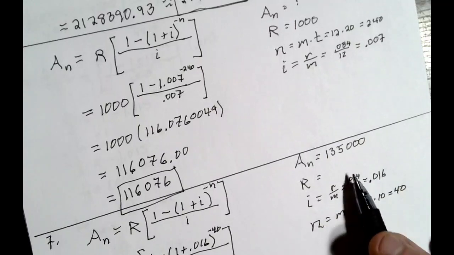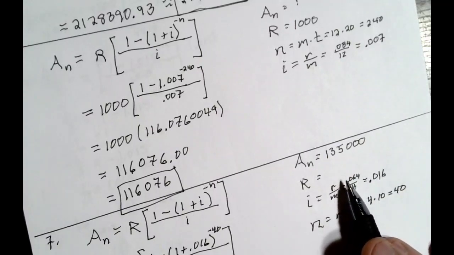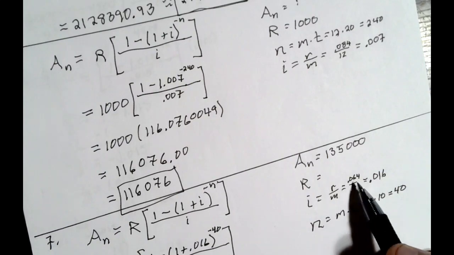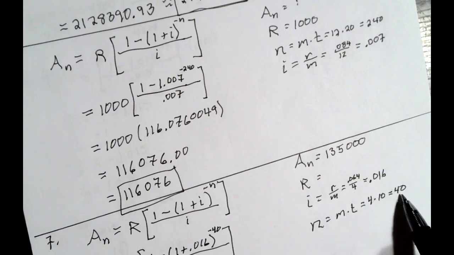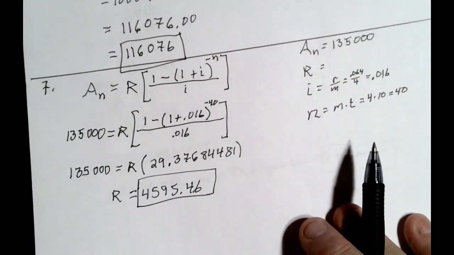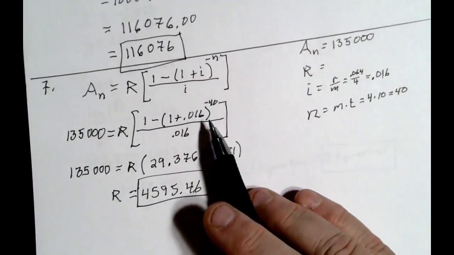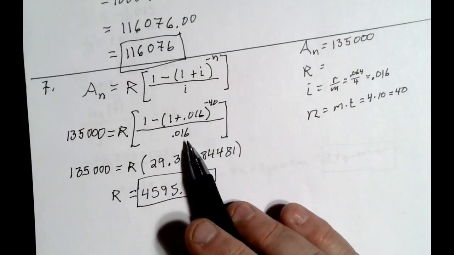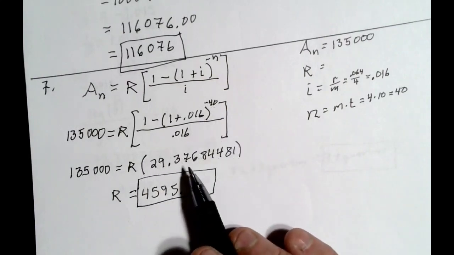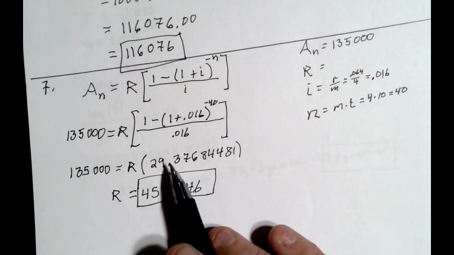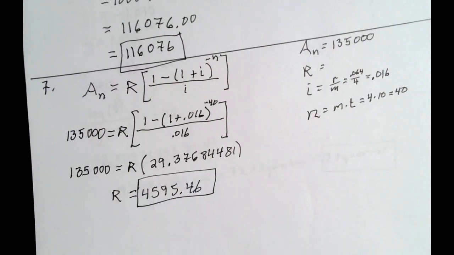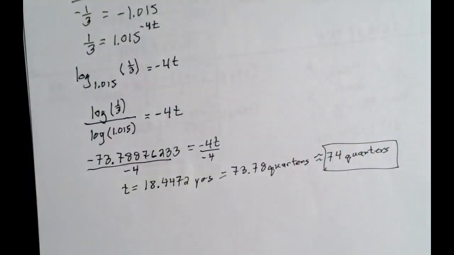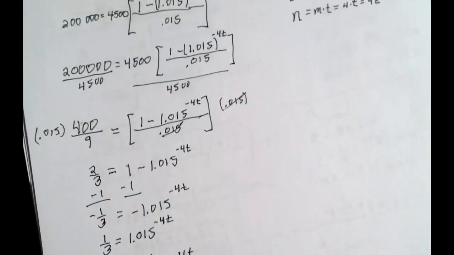Number 7, present value is $135,000. What's the size of the withdrawals that can be made at the end of each quarter for the next 10 years? So 4 times 10 at 6.4% divided by 4 gives you that. Okay, so you plug in everything that you know. I is 0.016, N is 40. Crunch all that down, you get 29.3 something. Divide both sides by 29.3 something. And there you get 4595.46.